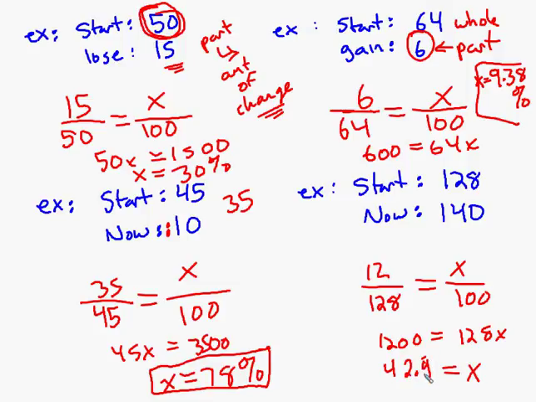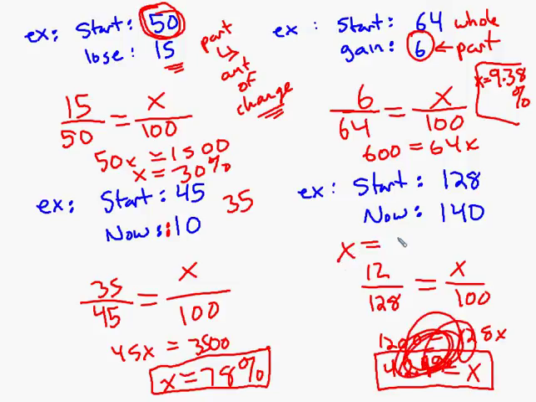$9.375. I got 42.9%. Make sure you do top divide bottom. Any questions? That doesn't seem right. Did I do that wrong? Yeah, I think I did that wrong. It's 9.375. X should be 9.375%. There we go.